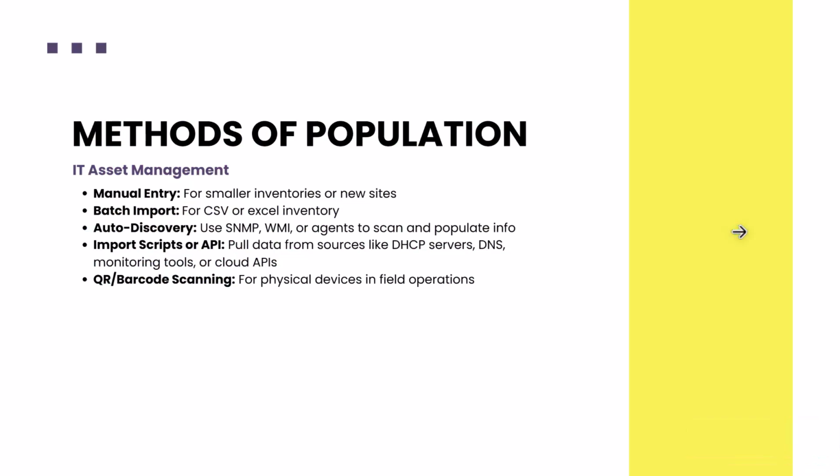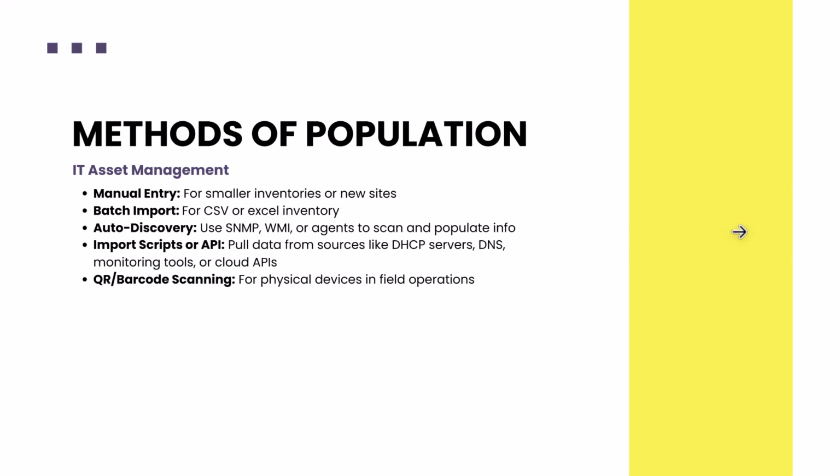So there are methods of population, right? For IT asset management software. Some would take manual entry, for smaller organizations, where you can enter the serial number, MAC address, and all those things manually. That is fine for a very small number of devices, right? But if you have a very large number and multiple locations, that may not be the best approach.